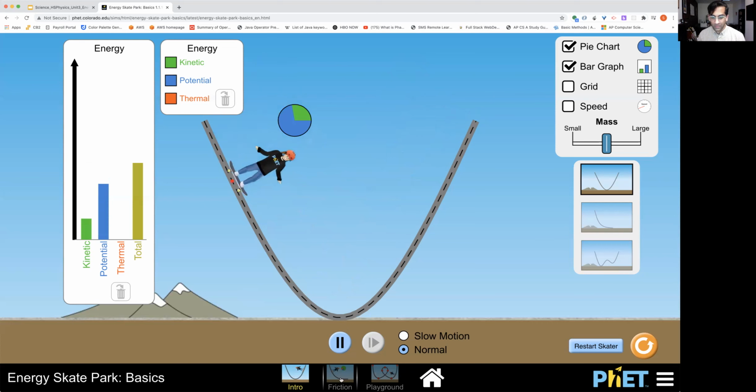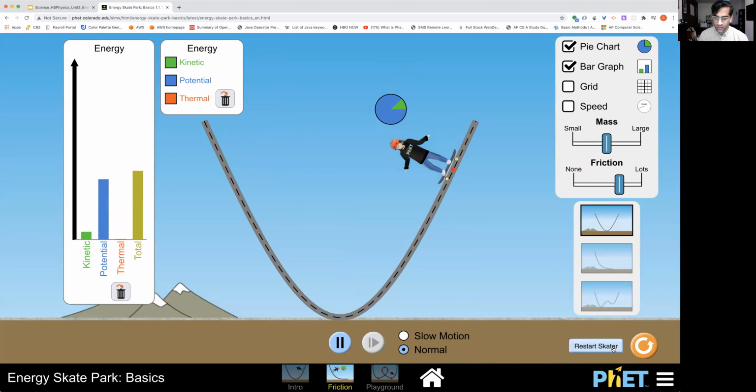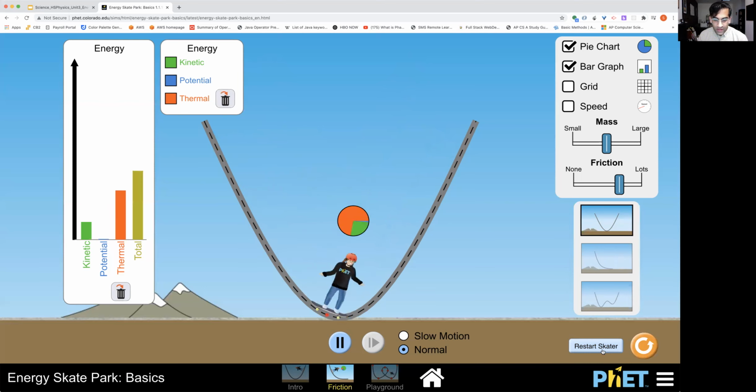effect on the situation, we have to head over there to the second one. So right now, I've got my skater at the bottom. For some reason, it's all thermal. I'm going to restart this situation. And let's take a look at what happens. All right. Notice that the skate park in this case is called friction. I'll play this again. We'll analyze the differences.